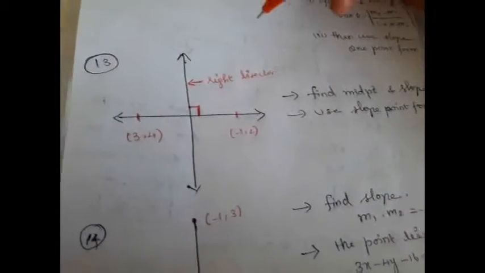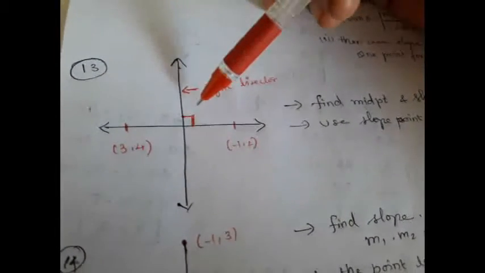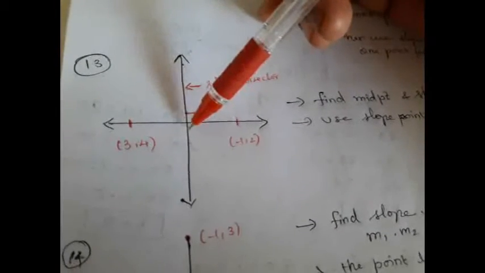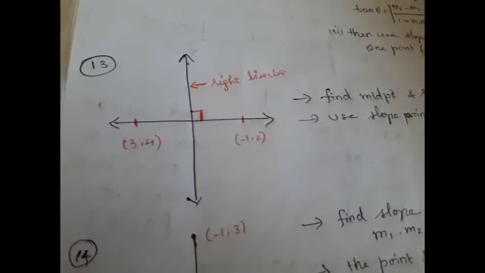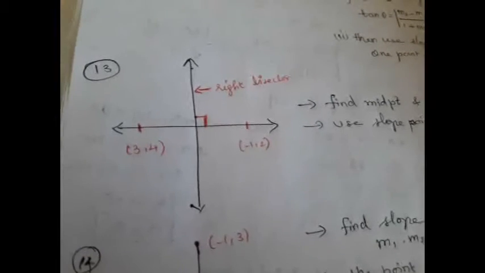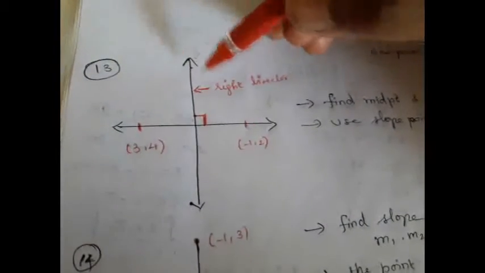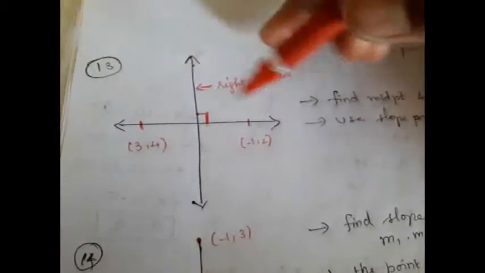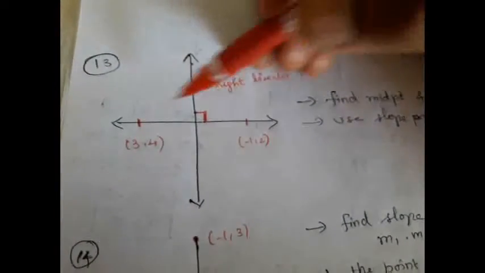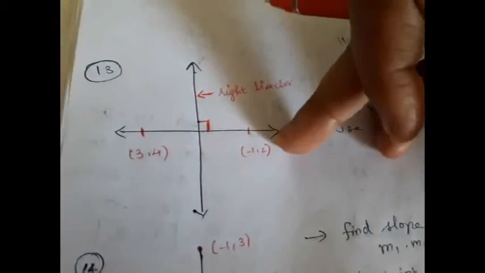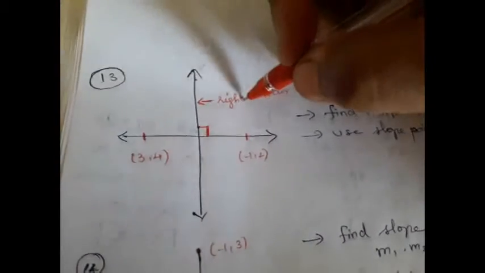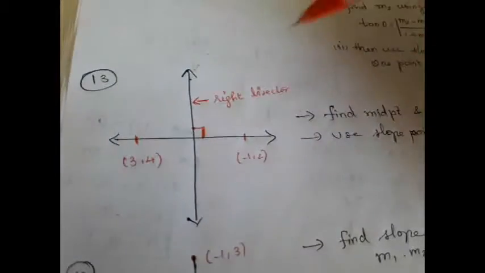Now we are in the 13th question. Find the equation of the right bisector. Right bisector means what? It is at right angle, at the same time it is the bisector. Bisector means dividing into two equal halves. So they asked you to find the equation of the right bisector of the line segment joining the points (3, 4) and (minus 1, 2). So from the right bisector itself, we got two clues. One is it is at right angle. Another one is it divides into two equal halves.